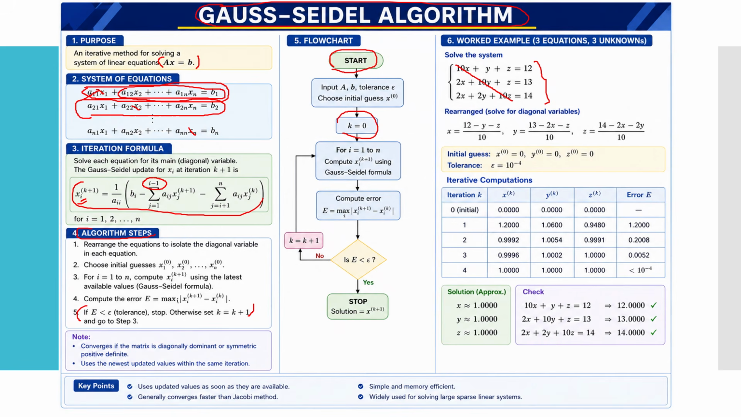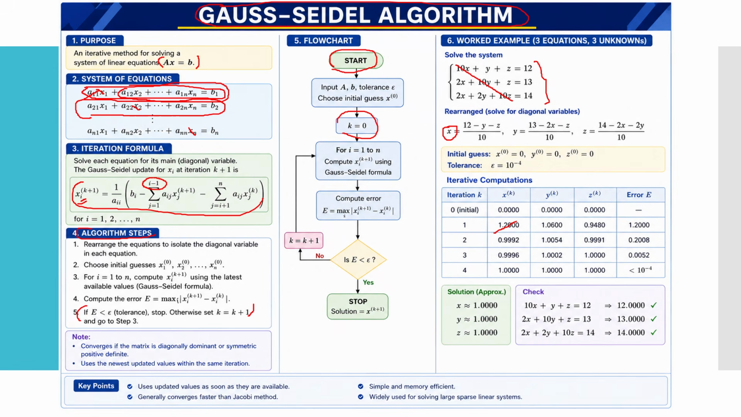we can compute the first iteration for this equation. So the first iteration can be obtained by this equation. For example, if we guess the initial 0, 0, 0, then the first iteration for variable x is 12 minus 0 minus 0 over 10. It becomes 1.2.